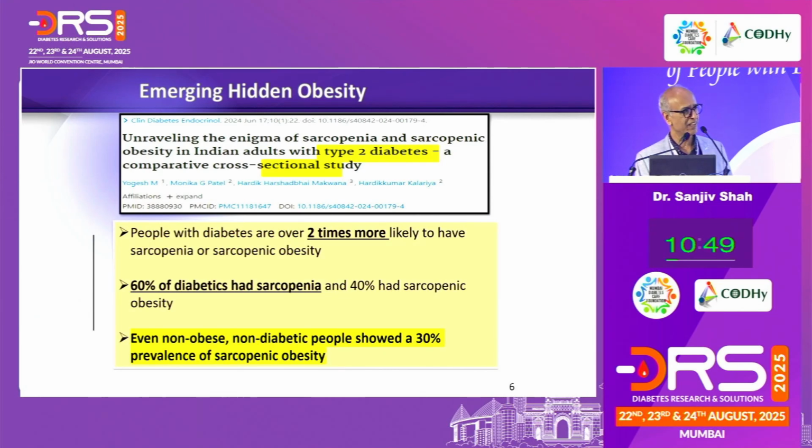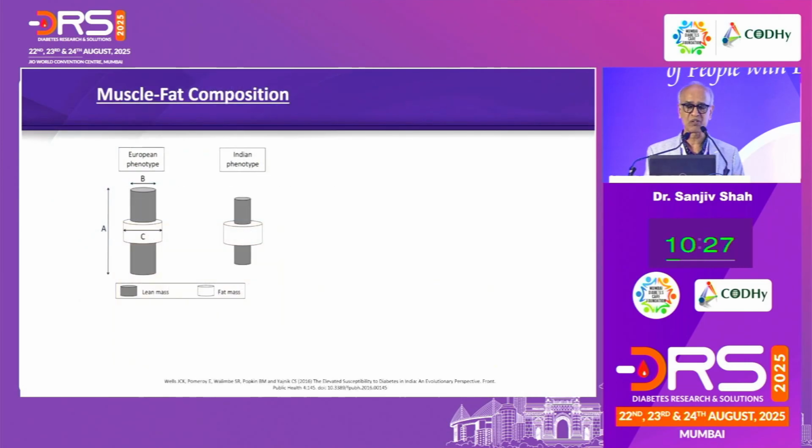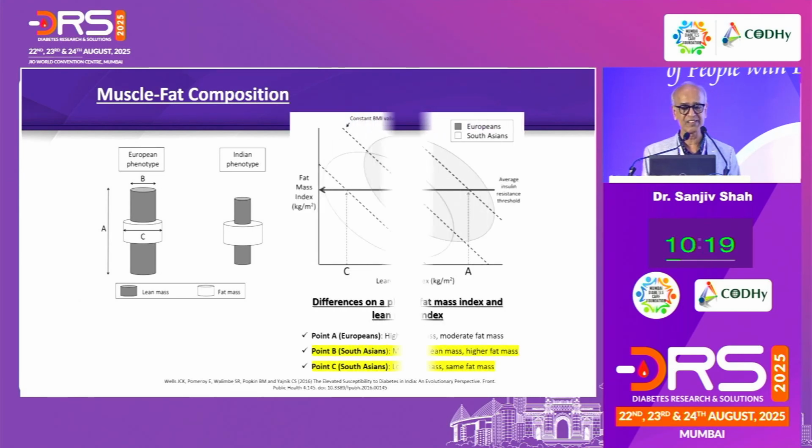So we again have to focus on the amount of fat in the body versus the amount of muscle. The balance between fat and muscle will decide. If there is sarcopenia, automatically the adiposity would be higher. And 40% have sarcopenic obesity. These are metabolically unhealthy people with a higher amount of fat. If we compare with the European phenotype, it is the same degree of adiposity, but our muscle mass is much lesser.